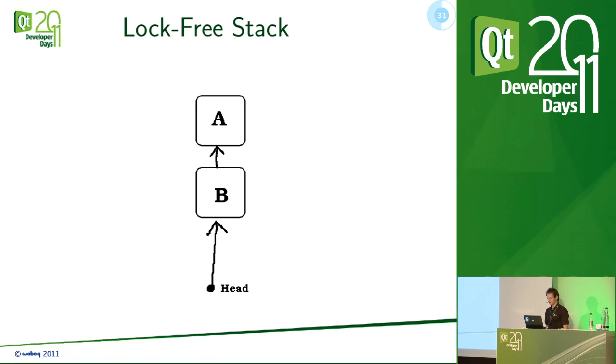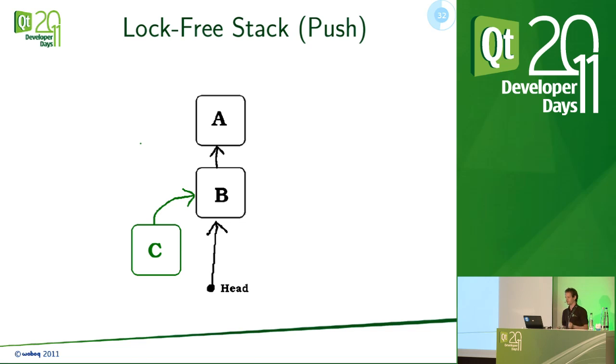So I made some nice graphics to draw a stack. You have a pointer to the first node, and each node has a pointer to the next node. It's basically a linked list. You should be familiar with that. When we want to push, in that case, the node C, we say that C.next equals B, the current head. And then we will atomically change the head from B to C. We pushed. That should not be too difficult.